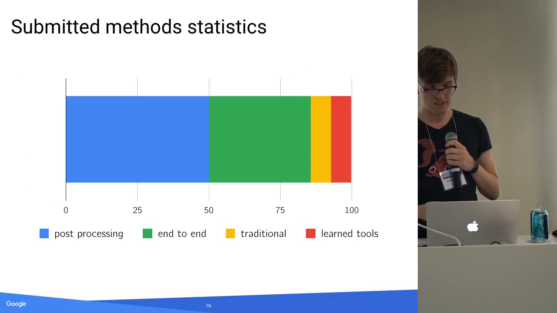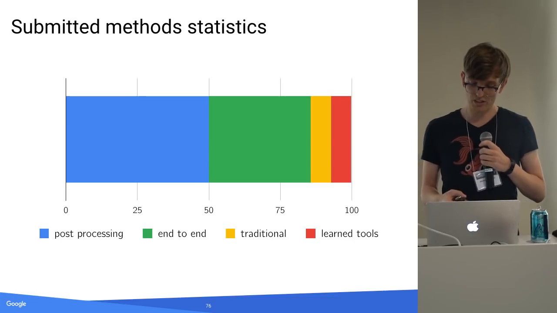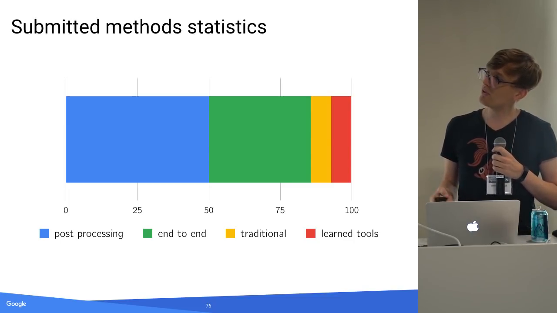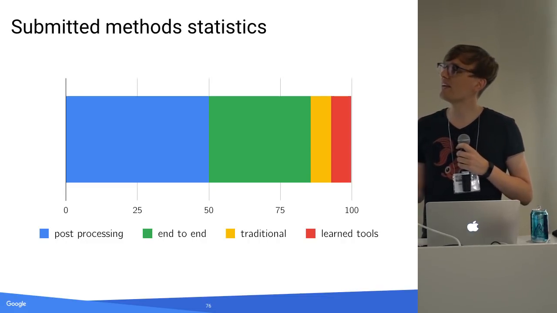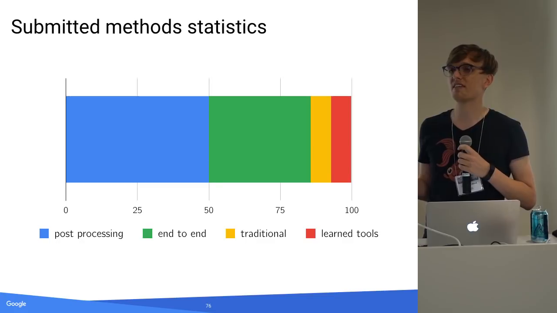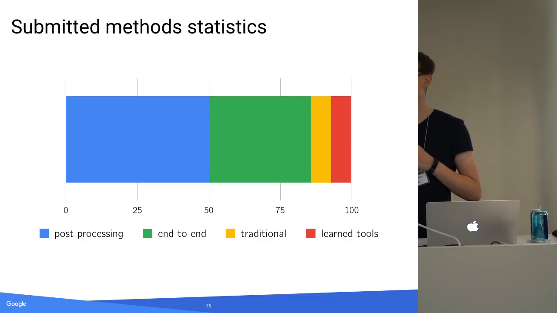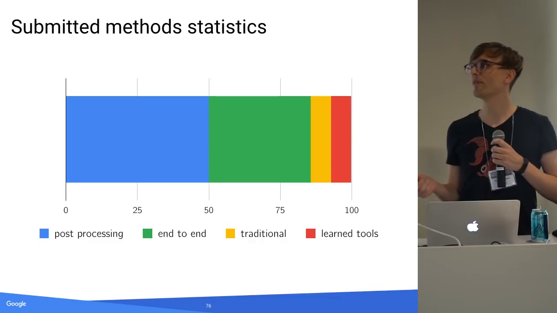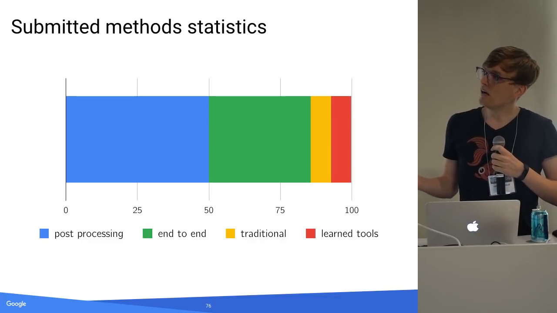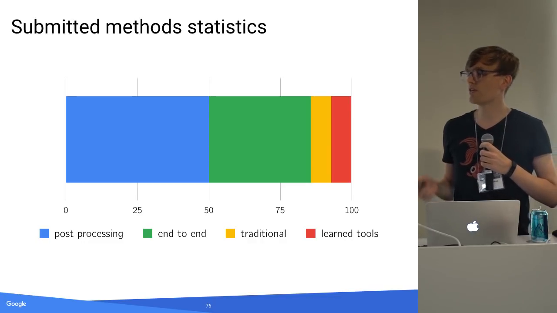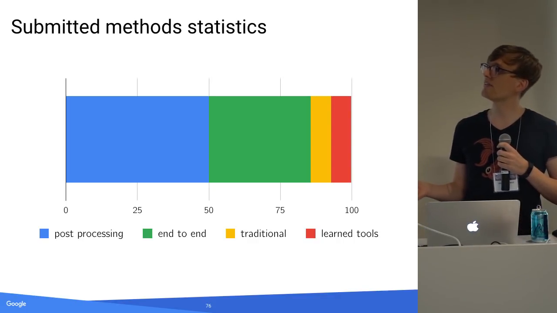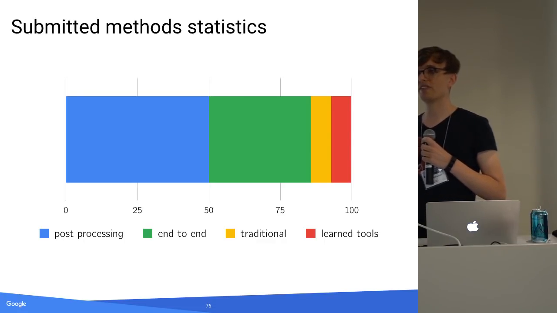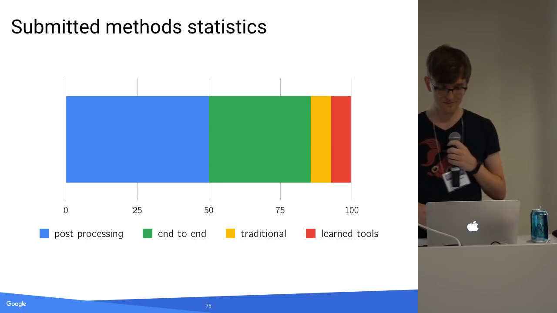Here's a breakdown on what kind of methods were submitted. We got a lot of submissions where people used existing codecs, so HEVC, et cetera. And then they developed some post-processing, so maybe super resolution or artifact removal kind of models. The second chunk were true end-to-end trained methods. And then we also had, I think, one traditional method and one traditional method that included a couple of learned coding tools.